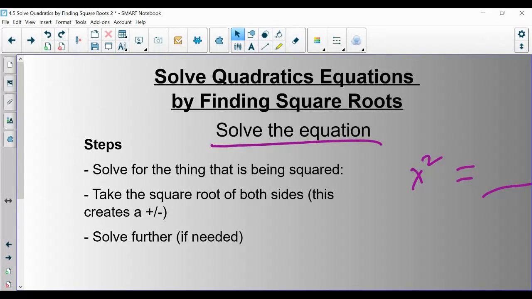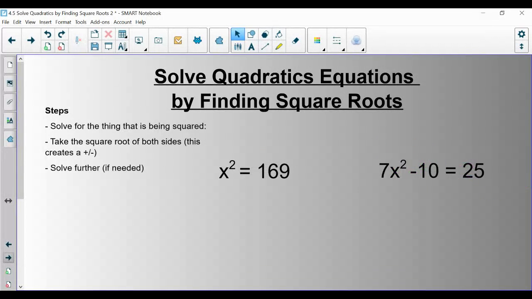Step 2 is going to be to take the square root of both sides. The square root and the squared cancel each other out. They get rid of each other. And that's going to be our goal, is to get x by itself. So the way to get rid of a squared is to take the square root. Whenever you take the square root of both sides like this, it's going to create a plus or a minus. It's going to create two different answers, one positive and one negative. And then sometimes you're going to need to solve that equation further, and you would do that at this time. So let's look at some examples.